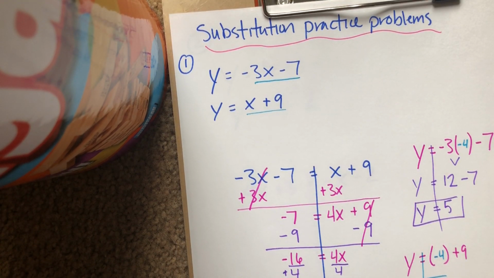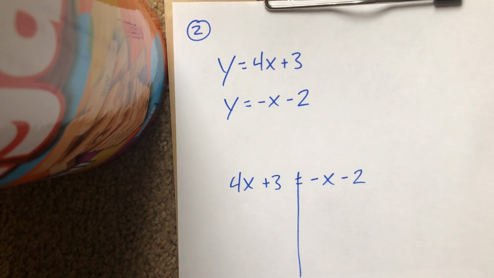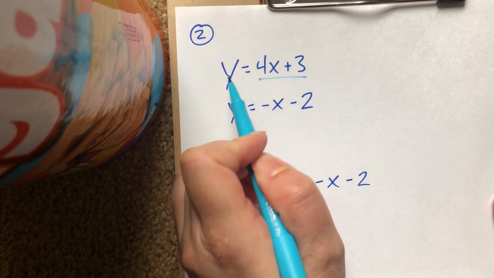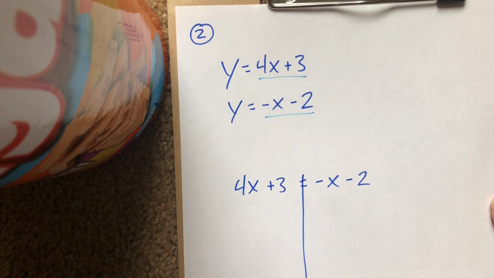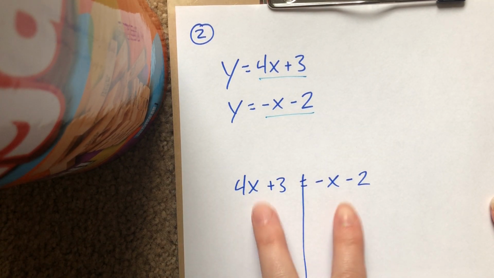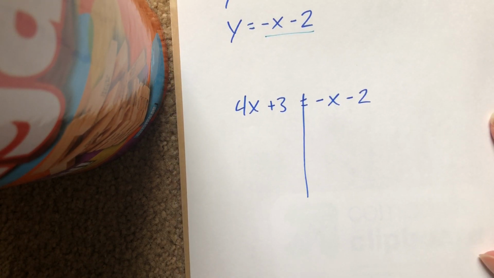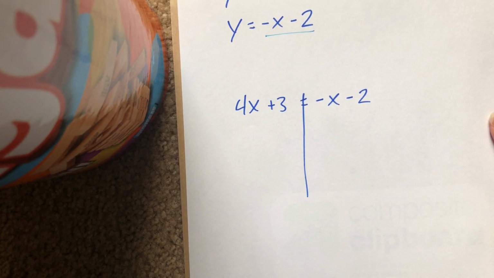The second one, let me just get it here, is y equals 4x plus 3 and y equals negative x minus 2. So again, this here is equal to y, and this here is equal to y, which means if they're both equal to y, they're equal to each other, so we set them equal to each other. Now, the same as the last problem, if I want to get an ordered pair here, I need to solve for x.